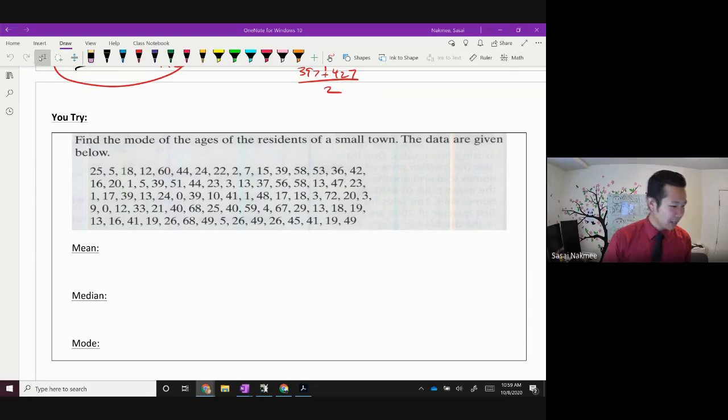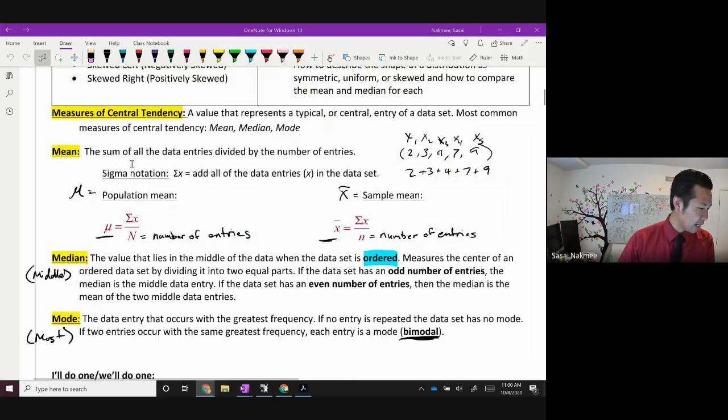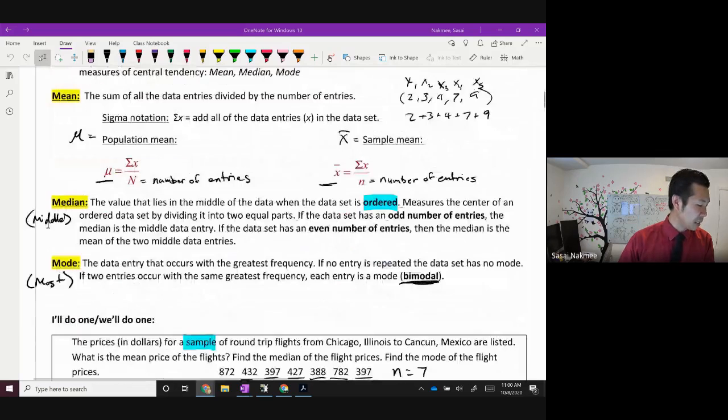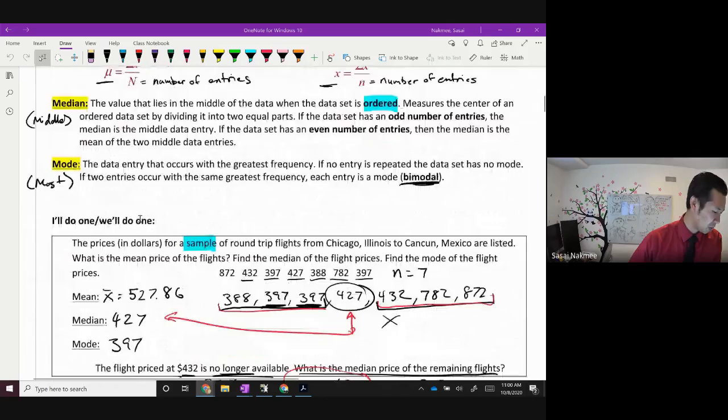There we go. And remember, last time we talked about this, we were learning about calculating the mean, the median, and the mode. The mean is the number where you add them all together and divide by how many there are. The median is the number that's in the middle once you put them in order. And the mode is the one that shows up the most.